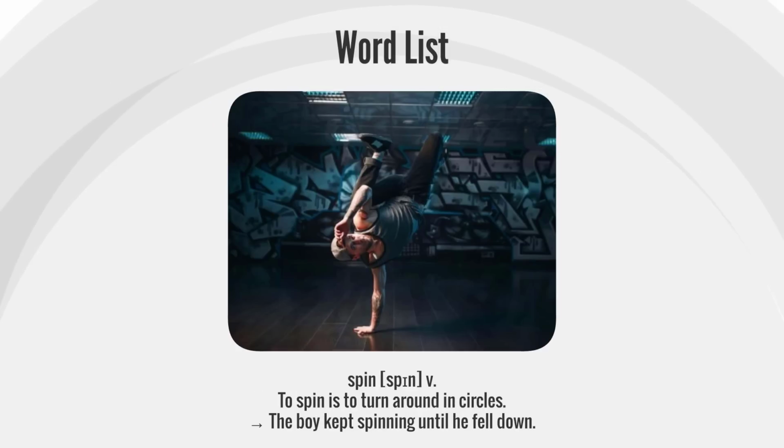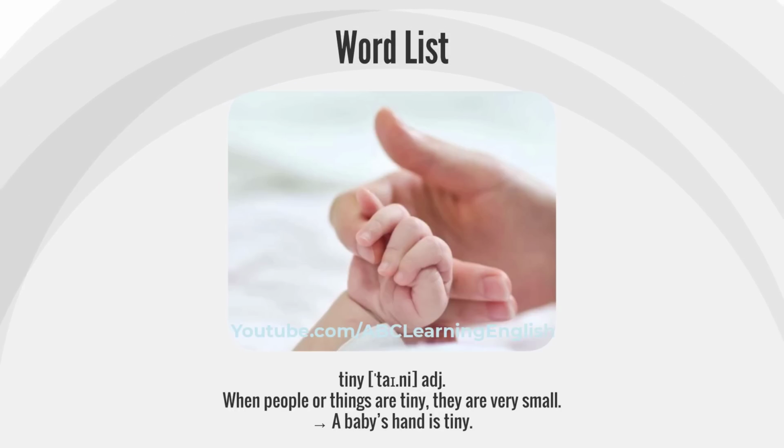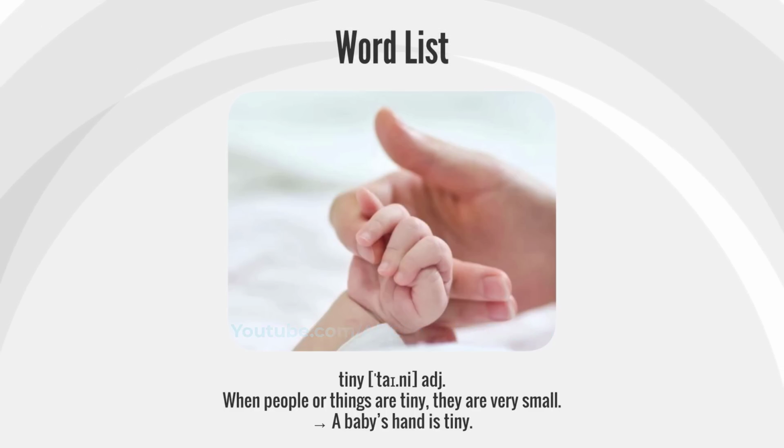Spin. To spin is to turn around in circles. The boy kept spinning until he fell down. Tiny. When people or things are tiny, they are very small. A baby's hand is tiny.